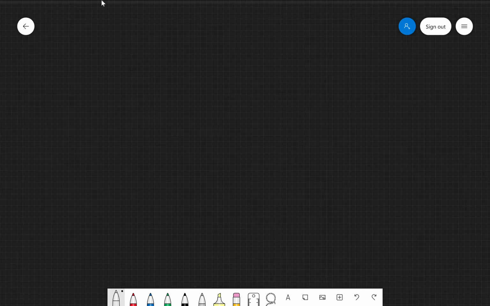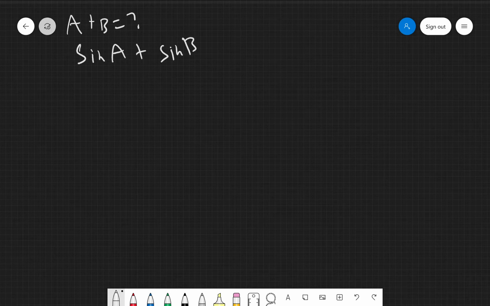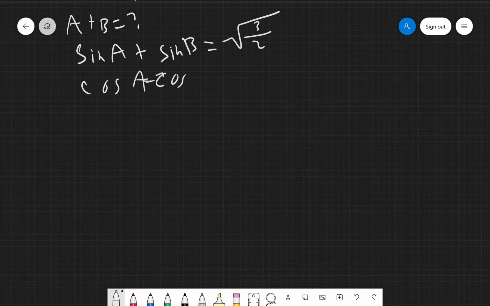Determine A plus B. If A and B are acute angles, and the sine of A plus the sine of B equals the square root of 3 divided by 2, and the cosine of A minus the cosine of B equals the square root of 1/2.